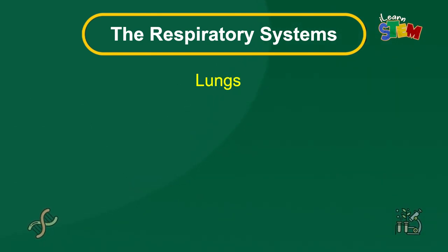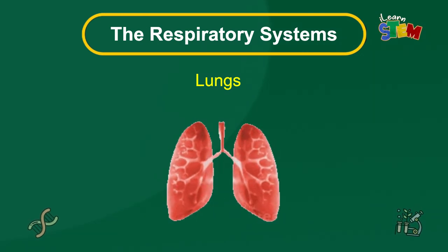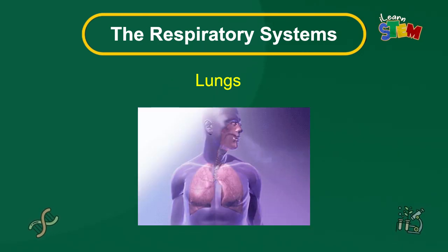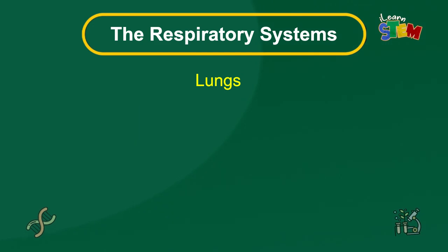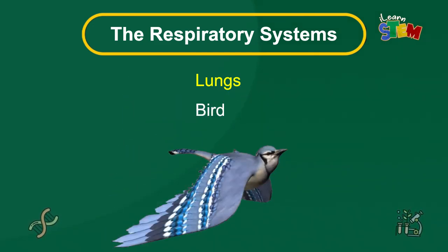Next is the lungs. Lungs are internal organs where gas exchange occurs between inhaled air and blood. Oxygen is absorbed into the bloodstream, and carbon dioxide is expelled through exhalation. This is found in mammals like humans, birds, and many more.